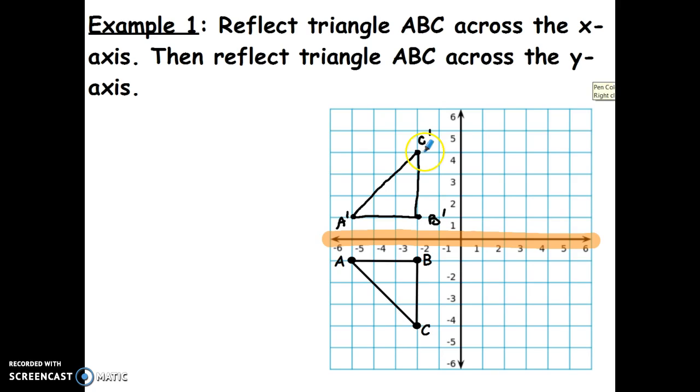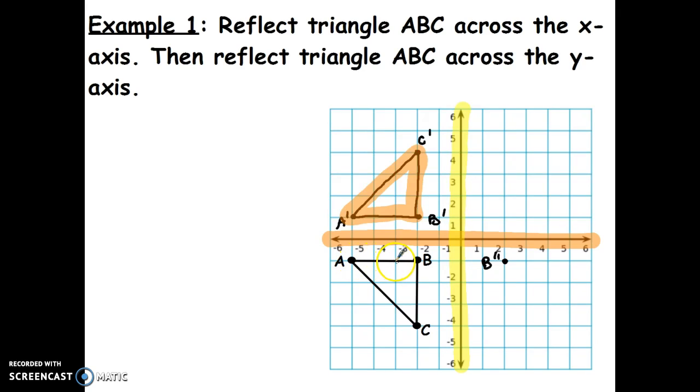I'm just going to highlight that in orange so we know that this is dealing with our x-axis. Now let's move to our y-axis. So this is our y-axis, and we're going to reflect ABC across the y-axis. We've already used the prime symbol, so now we're going to have to name using double prime. So let's look at going across the y-axis. B is 2 spaces away, so we'll put it 2 spaces away on this side. So this is B prime prime.